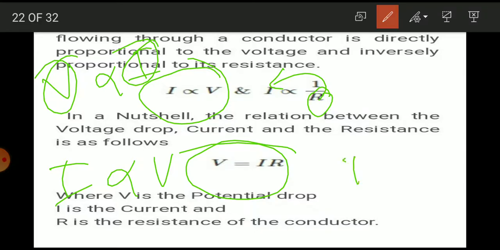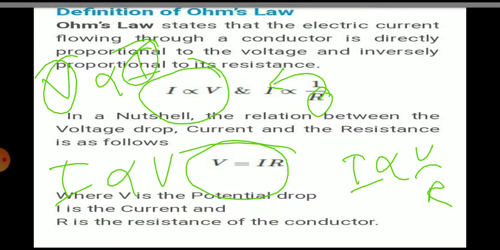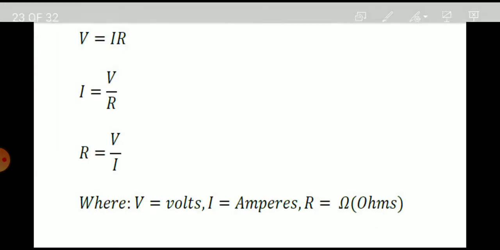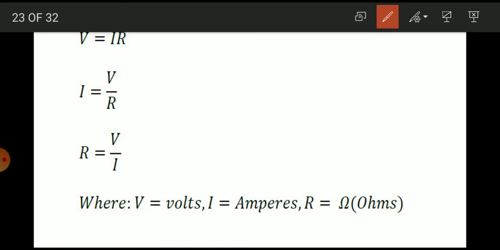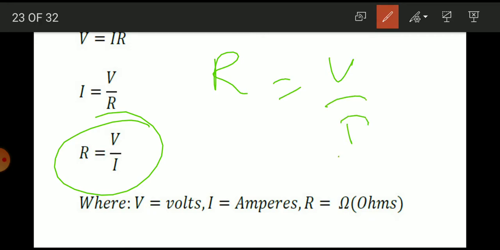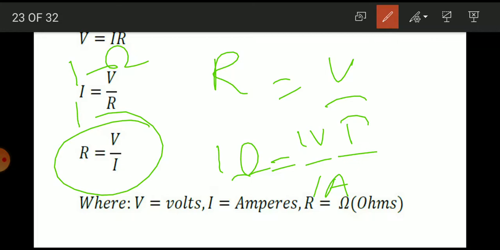I is directly proportional to voltage and inversely proportional to resistance. After simplification and experimentation, R is equal to V by I. The unit of resistance is ohm, represented by omega. If the voltage is 1 volt and the current is 1 ampere, the resistance is said to be 1 ohm. If a current of 1 ampere flows and produces a potential difference of 1 volt, the resistance is 1 ohm.